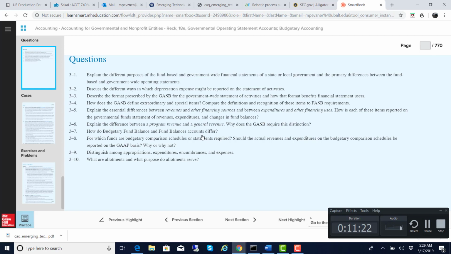So, that kind of answers the question. If you have money moved in from one fund to another fund, that's another financing source. If you issue debt, the proceeds from that debt would be considered other financing sources. If you sell assets, that would be other financing sources.